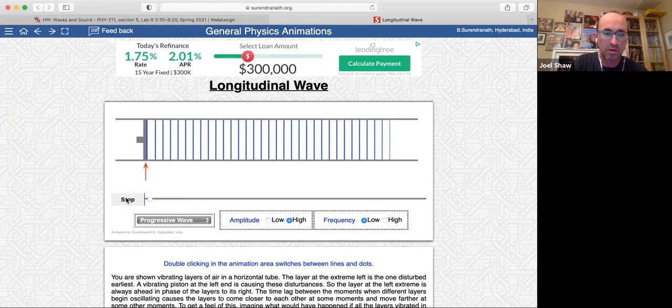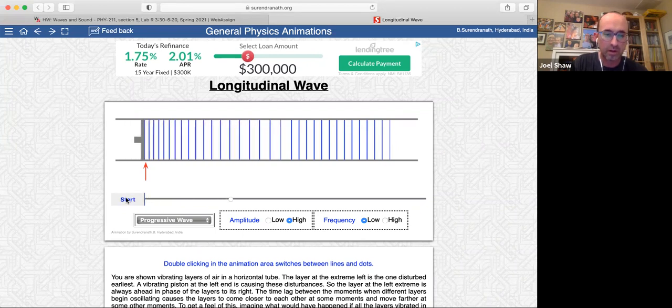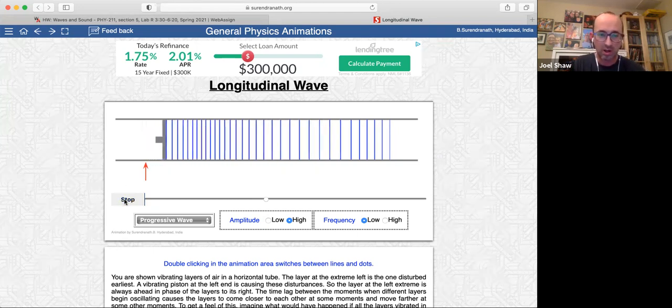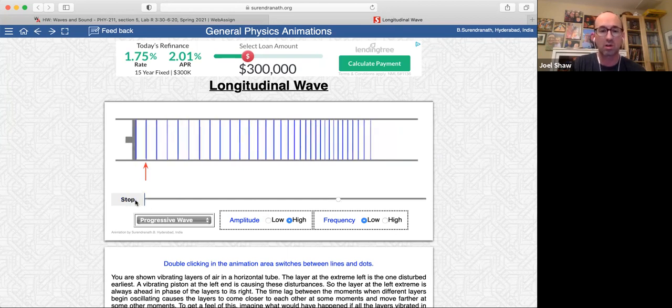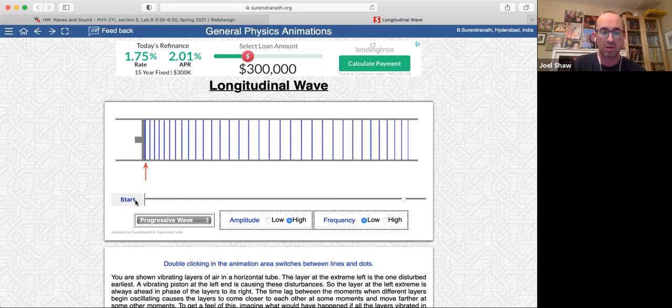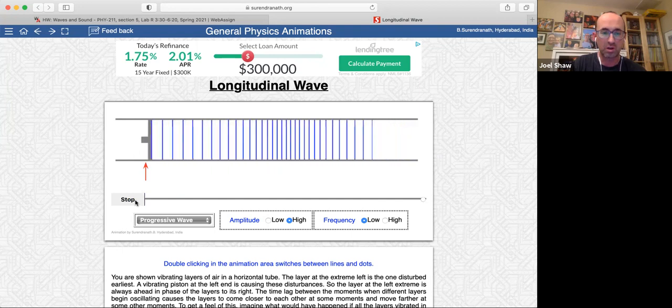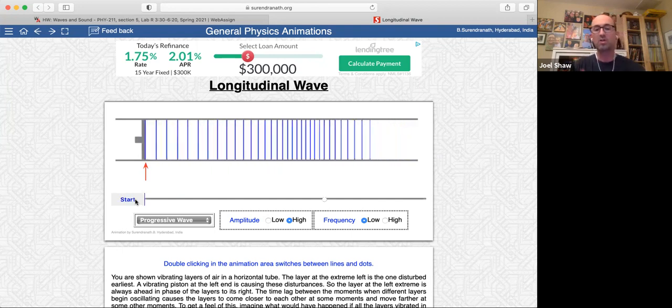So I'll hit start. And I'll stop it right there. And you can see everything's compressed. It looks like this is max compression. I stopped it just before equilibrium, but still we can see there's max compression. And then when it comes back, max rarefaction. Okay, so max compression, max rarefaction. So the points that are there at max compression or at max rarefaction, those points are at equilibrium.